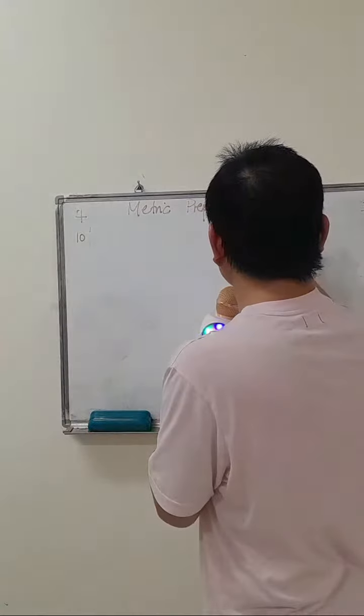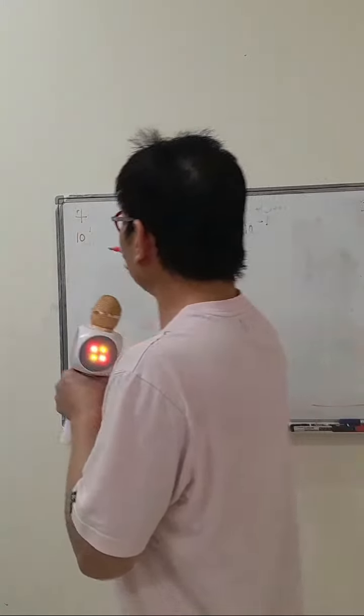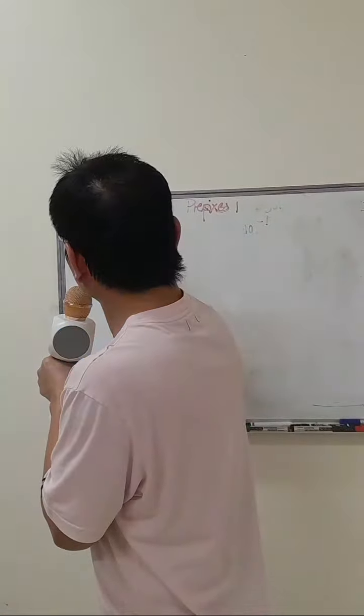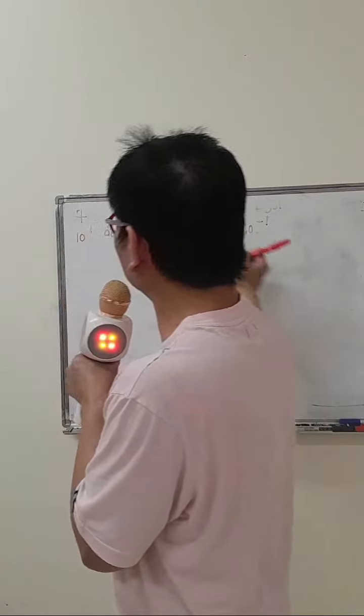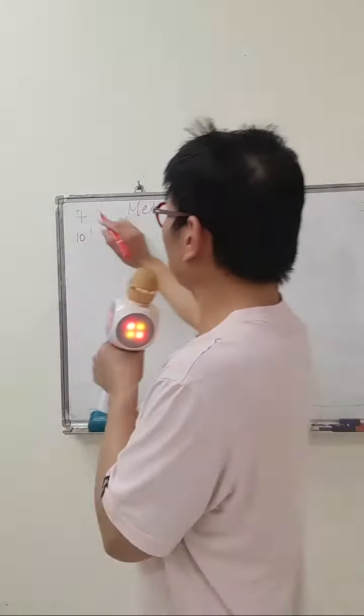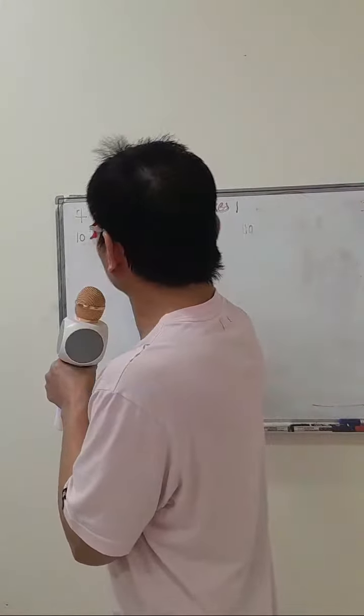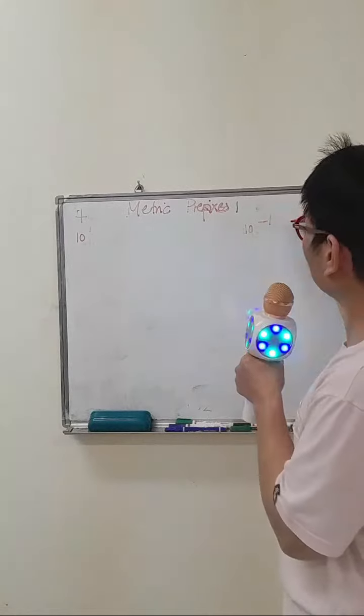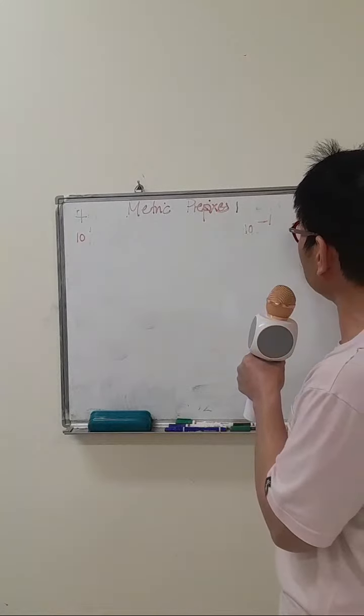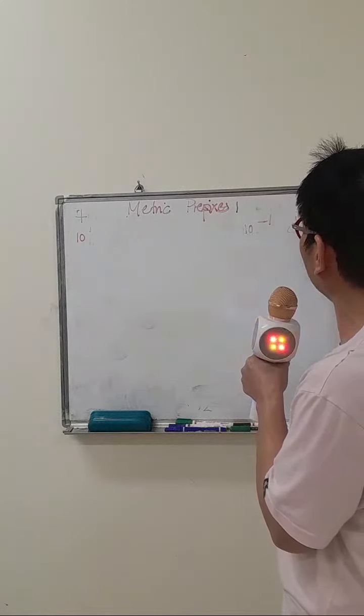10 to the negative 1. This is deci in the positive. Okay, again: 10 to the 1 and 10 to the negative 1. Sorry, 10 to the negative 1 is deci, not the very positive one.